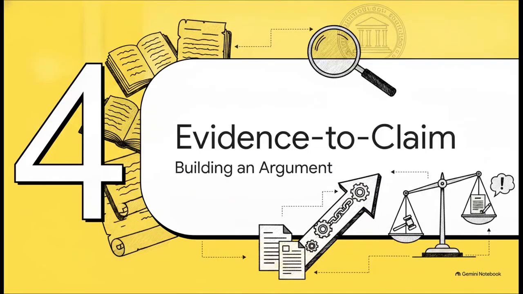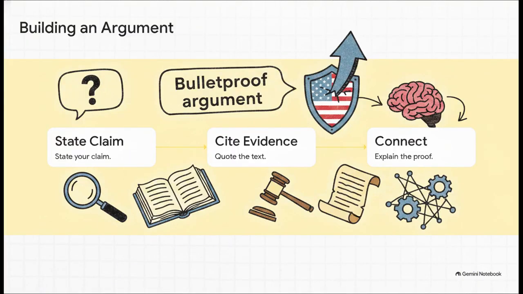Section 4. The evidence to claim model. Whenever you're analyzing civics, you want to follow these 3 simple steps to build a bulletproof argument. First, boldly state your claim. Second, bring in the receipts. Cite your evidence by directly quoting the historical or legal text. And third, explicitly make the connection. Explain exactly how that quote proves your initial claim.